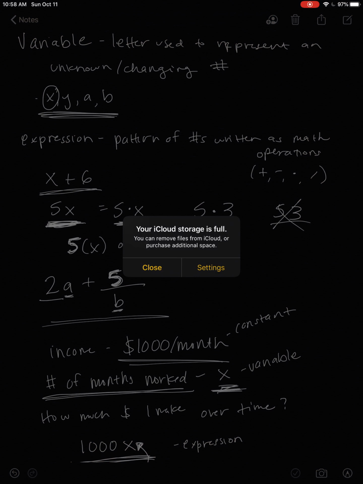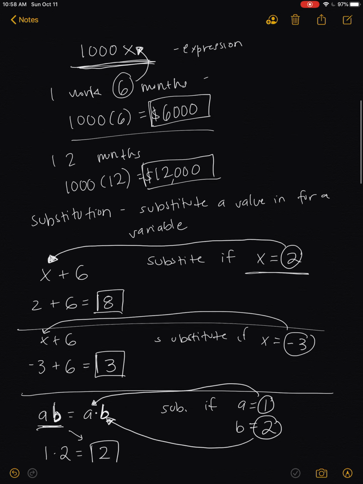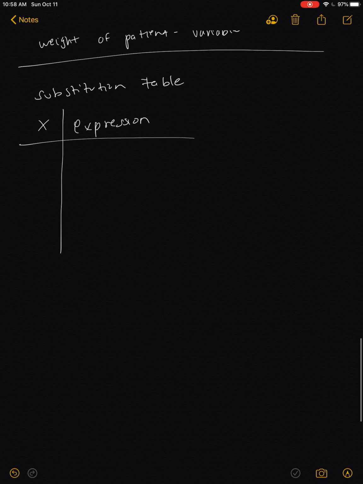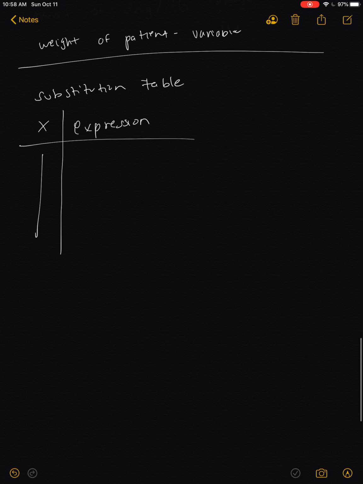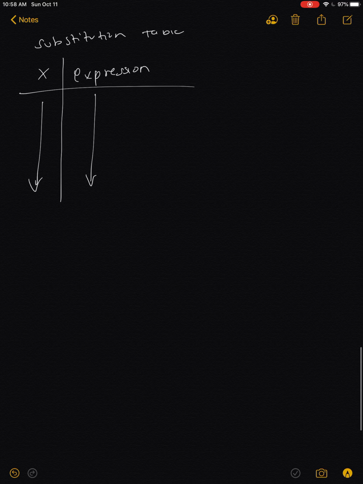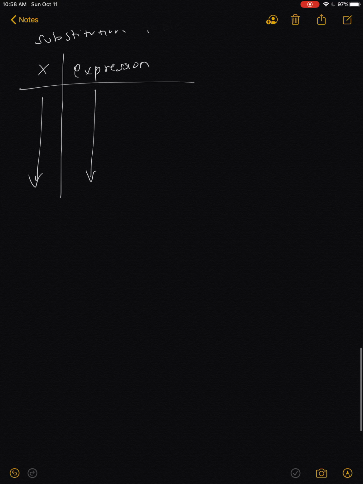And it's essentially what we were doing before with substitution, except it's in a table form. So you might see something like this. It's used a lot, where X represents I don't know what. This side of the table is all the different values of X, and then this is what happens when you plug in X into the expression. So this makes more sense when we do an example.